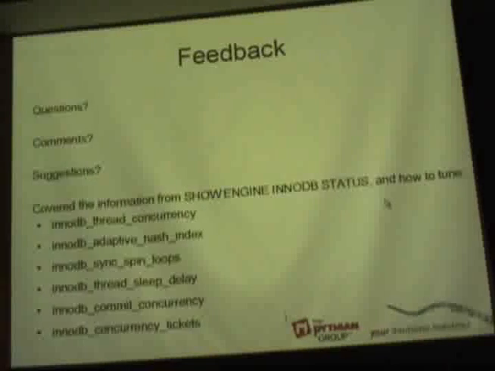That's about it. We talked about what you see in show engine InnoDB status and how to tune at least these variables. We saw a few more in there. But thread concurrency, adaptive hash index, sync spin loops, thread sleep delay, commit concurrency, concurrency tickets. We had a few more like the purge lag one that I didn't put up there.